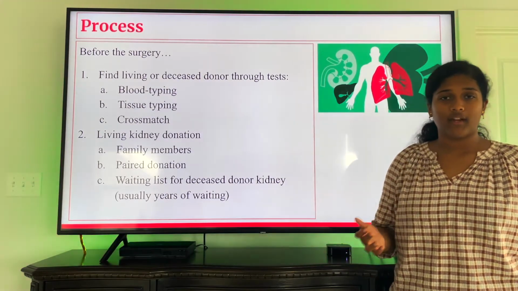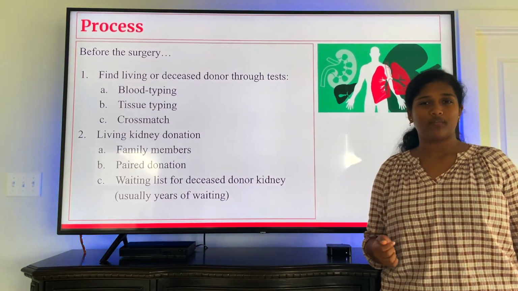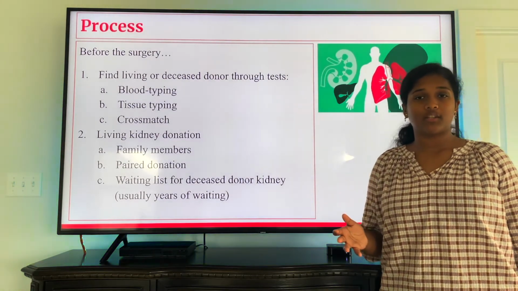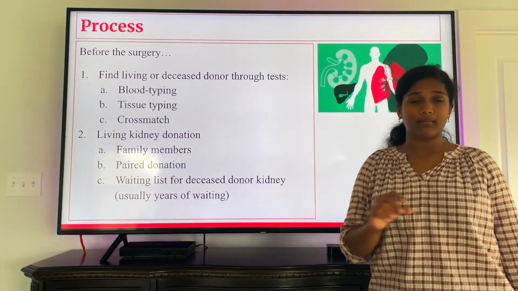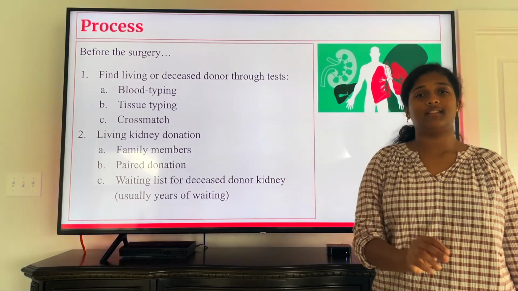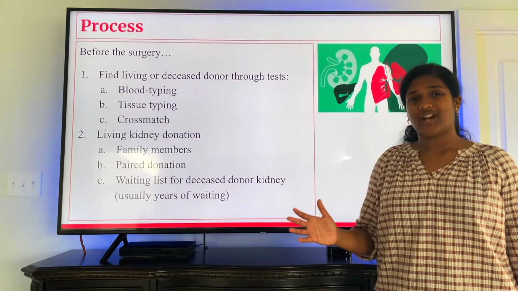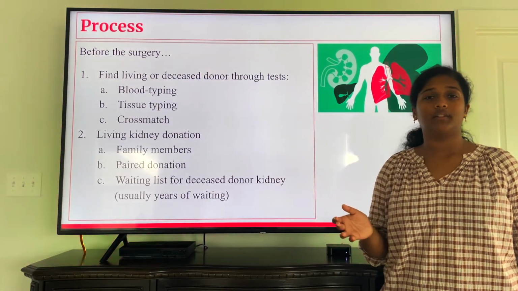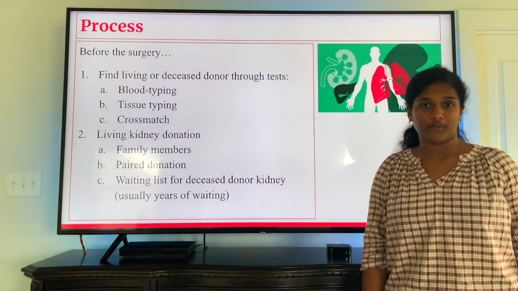Family donors are very helpful as most of them are a good match, but you can also get a kidney through paired donations. Paired donations can occur when a kidney that is incompatible to you is given to someone else and their kidney is given to you. The last option is the waiting list. It may take years until you can find a kidney that is a good match for you.